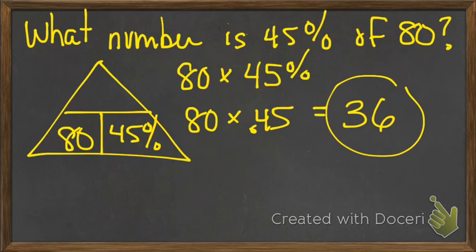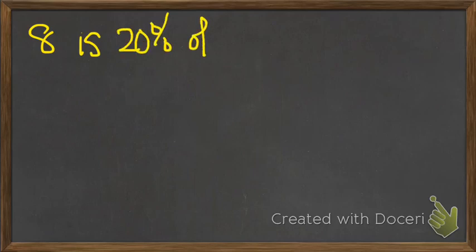Okay, I promised you 6, and here's the last one. A man of my word. All right, the last one I have here. 8 is 20% of what? My last one, as I promised. 8 is 20% of what?